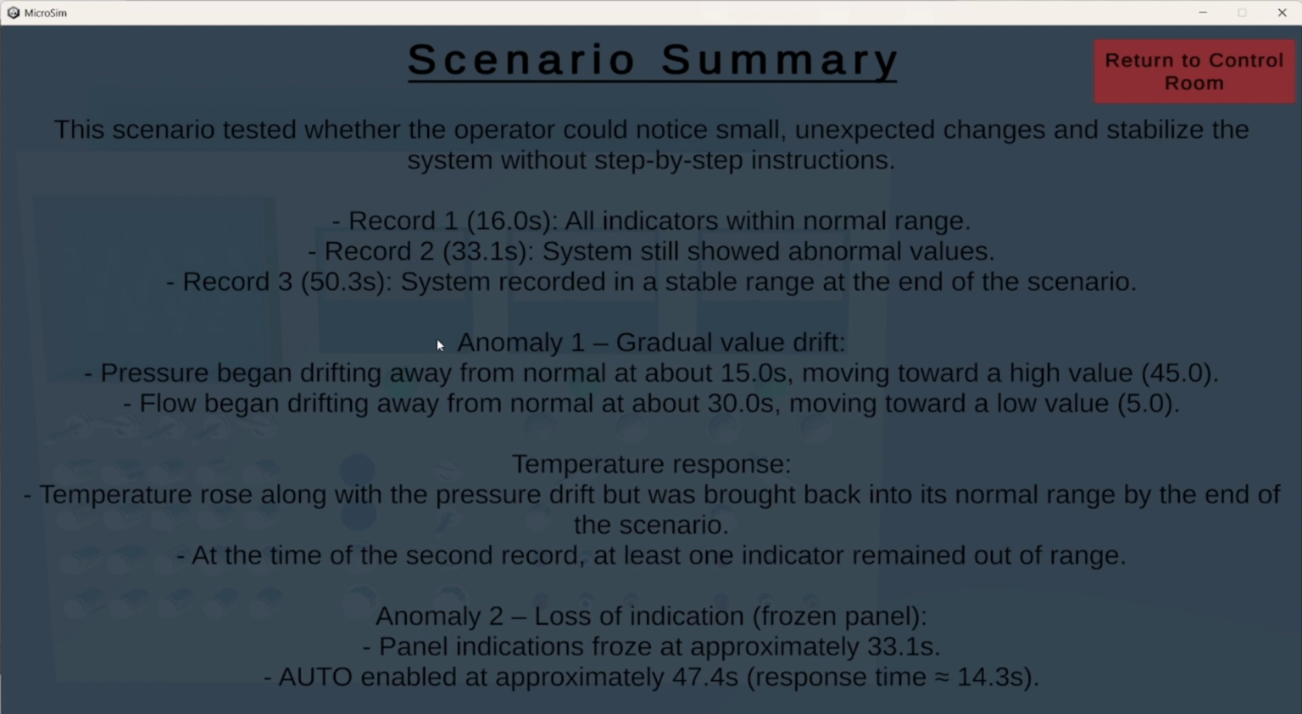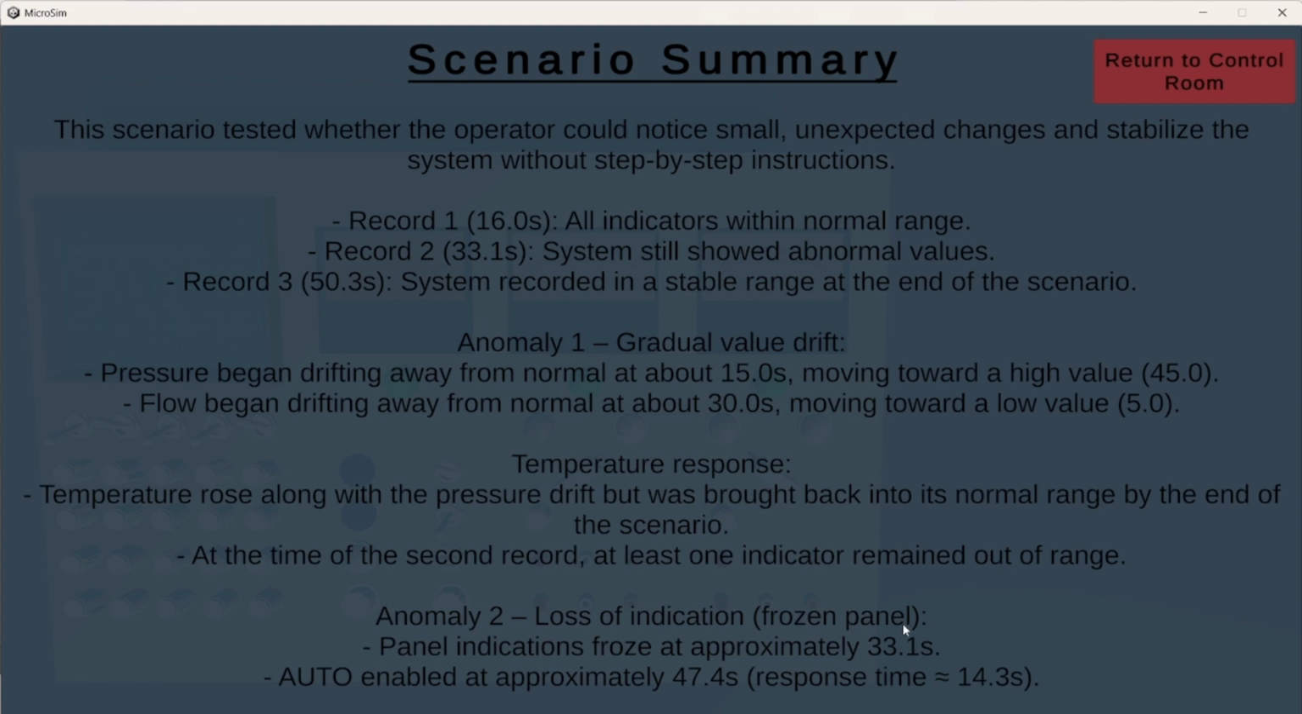So the first anomaly that I introduced, as you saw, was a gradual value drift. Things randomly started drifting up or down away from normal. We had pressure and flow drifted at about these time frames, moving towards a high value and towards a low value. In response, temperature also rose along with pressure drift, but it was brought back to normal range at the end of the scenario. The second anomaly I introduced was loss of indication or a frozen panel.